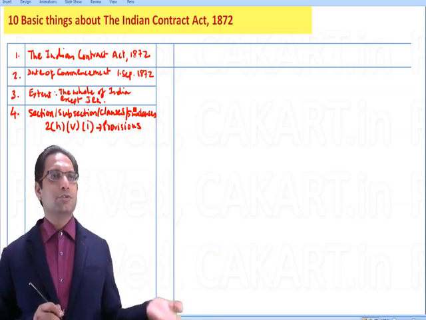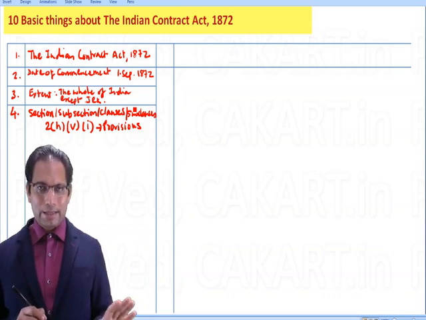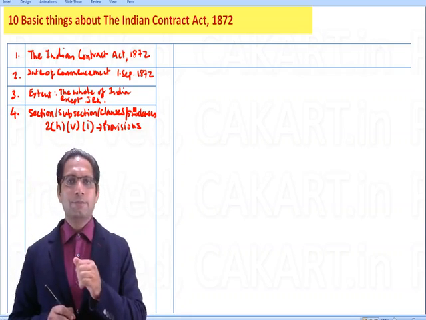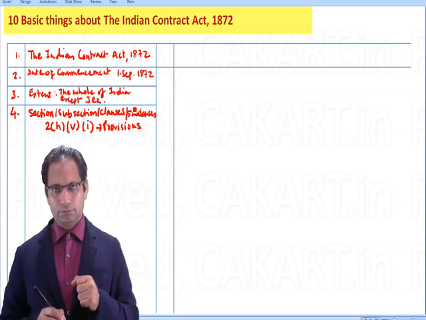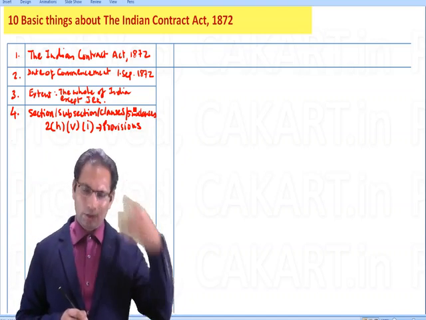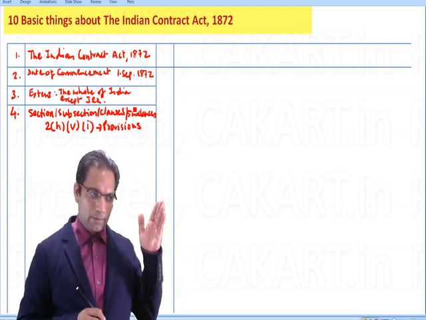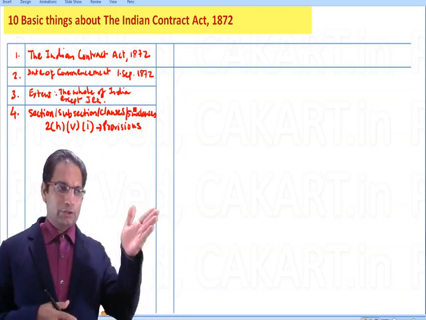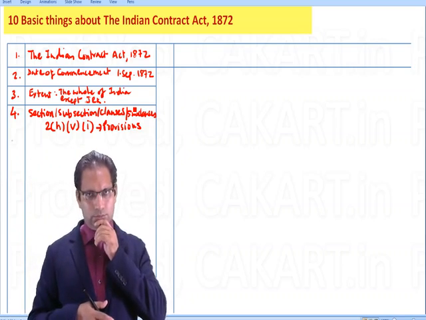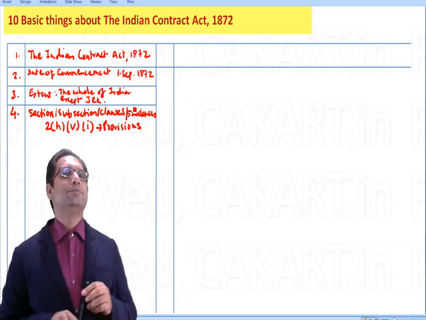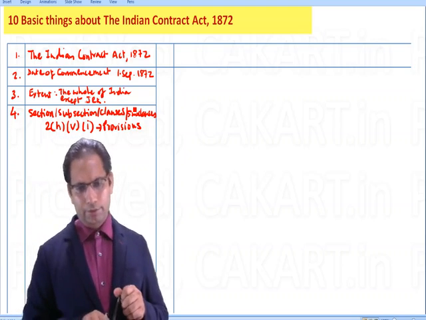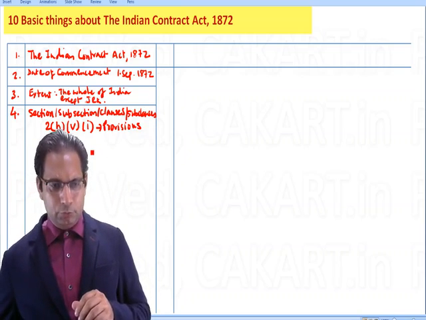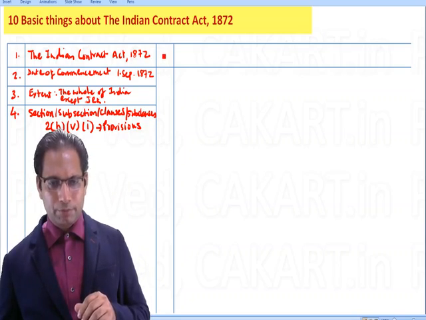So as per the provisions of section 2 subsection H, an agreement enforceable by law is a contract. We will see a lot of examples like this, but how are we saying that? As per the provisions, meaning inside section 2 subsection H. Okay, fine, we are going to do that, no problem. So that is number 4. What is number 5?